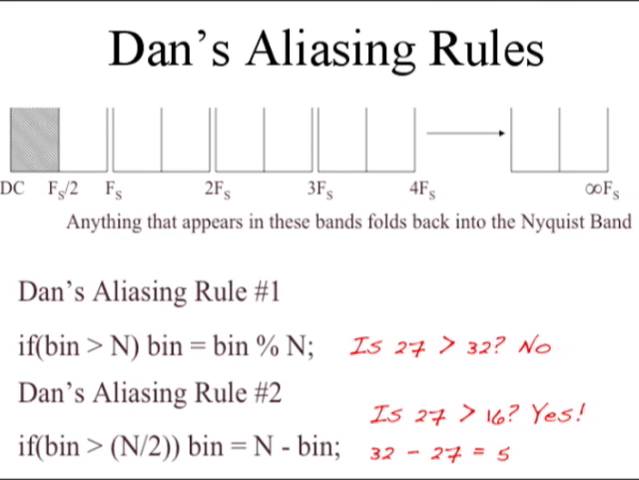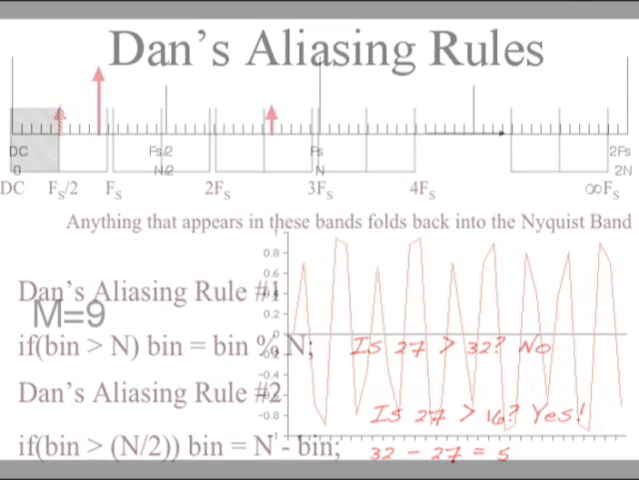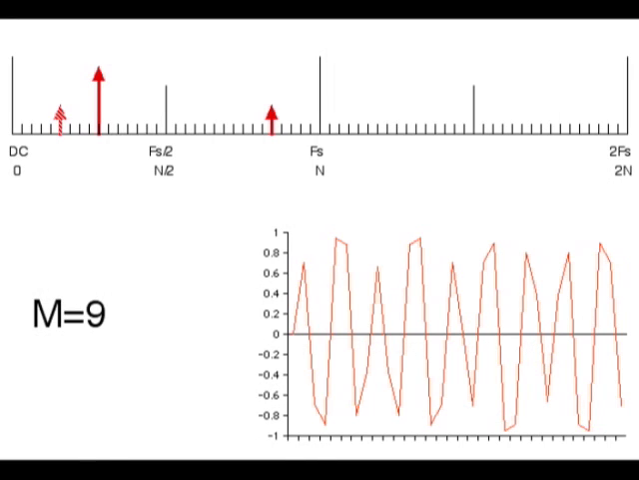Again, rule 1 says, is bin greater than n? Is 27 greater than 32? The answer is no. So, on to rule number 2. Is 27 greater than 16? Yes, it is. So we calculate 32 minus 27, which equals 5. So that's where the third harmonic went. It aliased back into the Nyquist band into bin 5.